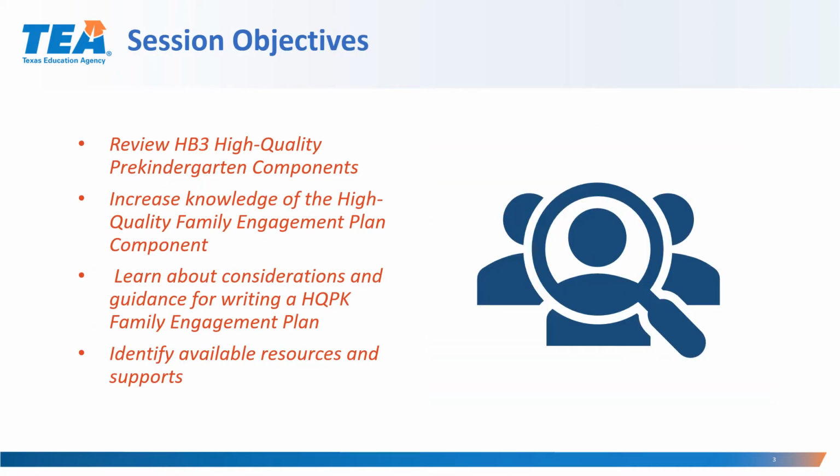So here are our session objectives for today. First, participants will review the HB3 high-quality pre-kindergarten components, and then we will move into increasing knowledge of the high-quality family engagement plan components specifically. Then, as I said earlier, we'll learn a little bit about considerations, things to keep in mind, and some guidance for writing the high-quality pre-K family engagement plan. And then we'll review a few resources and some supports that the Early Childhood Education Division has made available to LEAs.